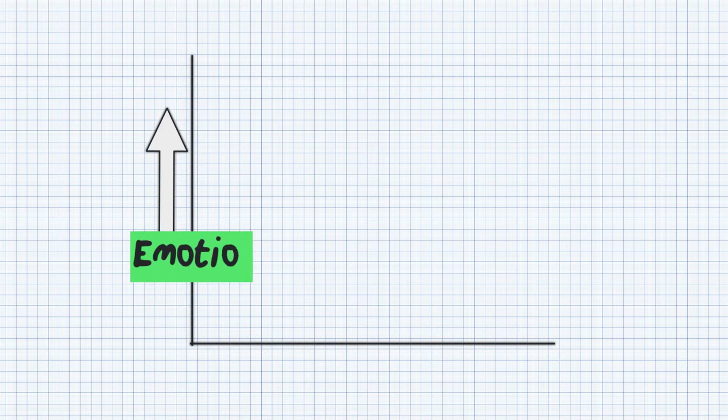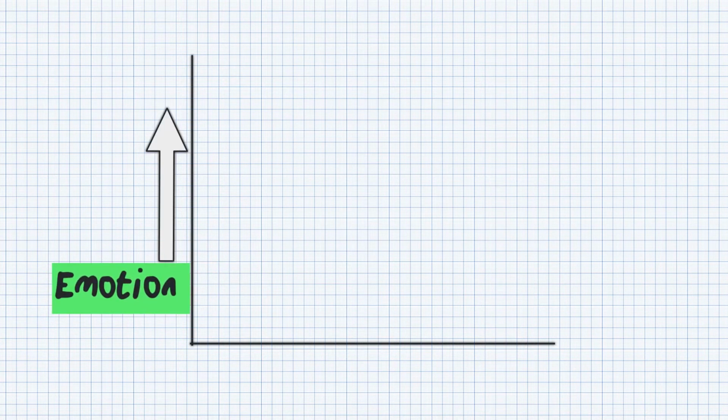On my vertical axis, I need to show that I'm representing emotions. So I'm going to go from negative emotions to positive emotions, and I'm going to do that by drawing an arrow just heading up the way, and then I have to label my axis. So I'm going to call it emotion, and obviously pop that just to the side there.